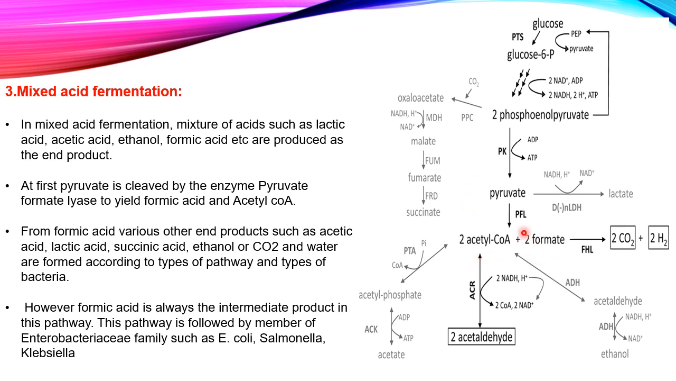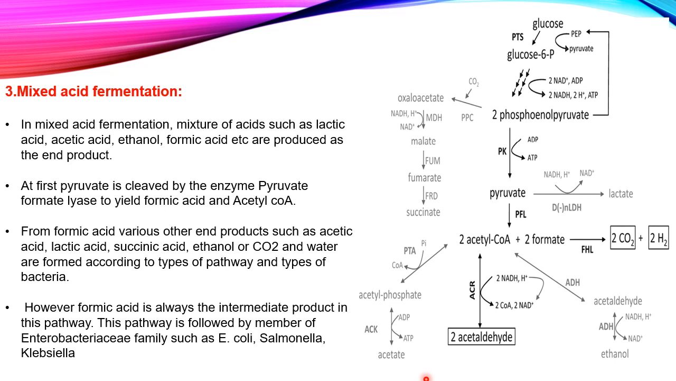formic acid, because of the action of the enzyme pyruvate formate lyase, which cleaves it into acetyl-CoA and formic acid. From this, various other end products like acetic acid, lactic acid, ethanol, succinic acid, carbon dioxide, and water can be formed. And this depends on the type of pathway the various types of bacteria are utilizing. However, the formic acid that is formed in such a pathway is always an intermediate product.